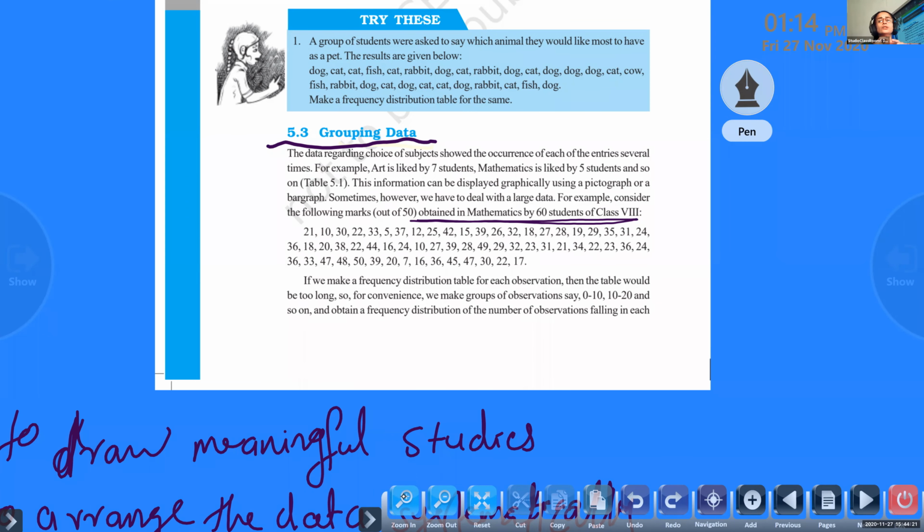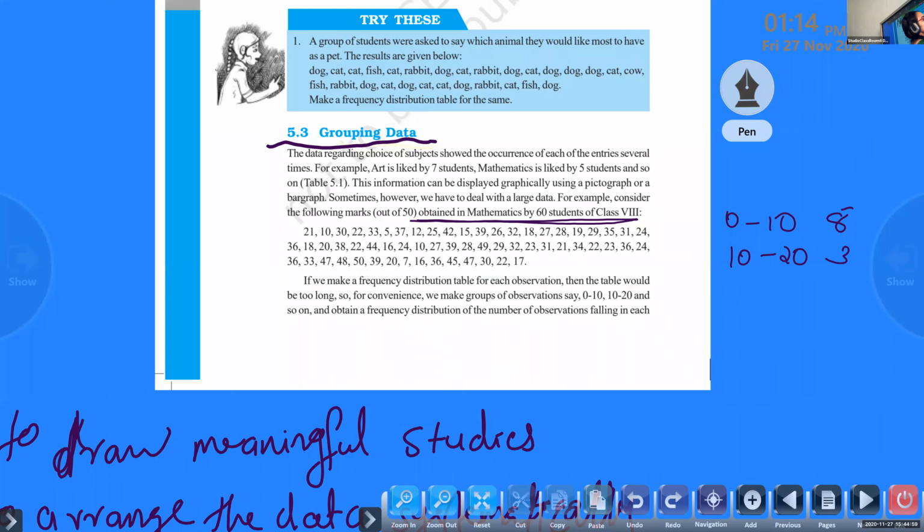Another group, 10 to 20. Between 10 and 20, how many students have marks between 10 and 20? That will be another group. In this way, we are grouping the given data. 0 to 10, 10 to 20. And we will write the number of students, suppose 8. 8 means there are 8 students who have marks between 0 and 10. If this is 3, there are 3 students who got marks between 10 and 20.